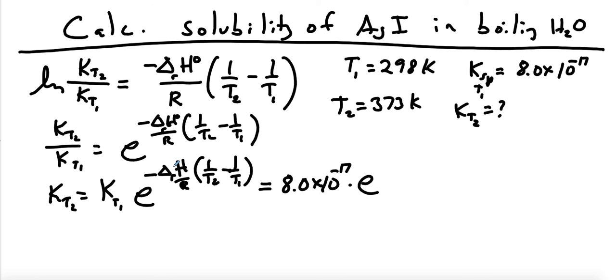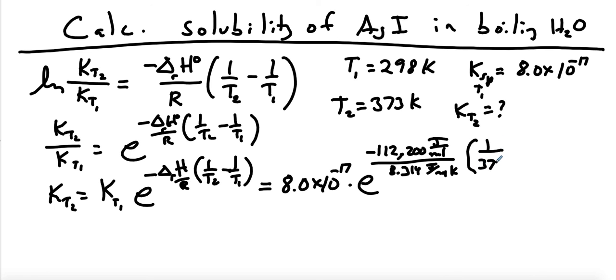All right, so we're going to plug all that stuff in. And we've got a negative 112,200 joules per mole. Oh, shoot, I just realized I made a mistake. That was the delta H standard that we calculated earlier, so that's delta H standard, not delta H. So all these are standards. We've got a reciprocal 1 over T2, which is 373 Kelvin, minus 1 over 298 Kelvin.